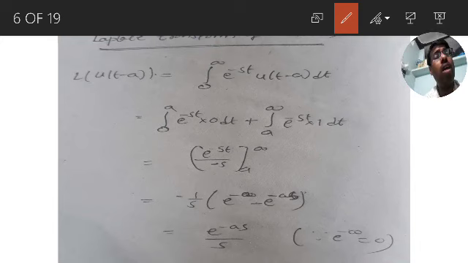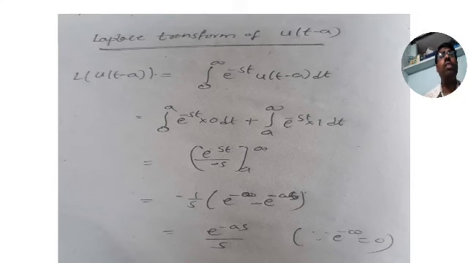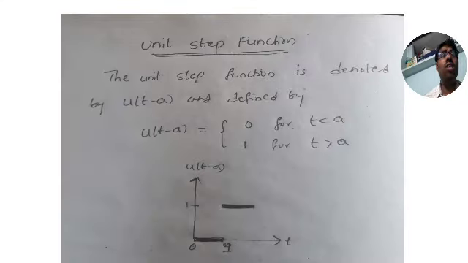So the Laplace transform of the unit step function is L of u of t minus a equal to e power of minus as by s. Take this down. This is our definition of a unit step function. It is denoted by u of t minus a and defined as 0 for t less than a, and 1 for t greater than a.